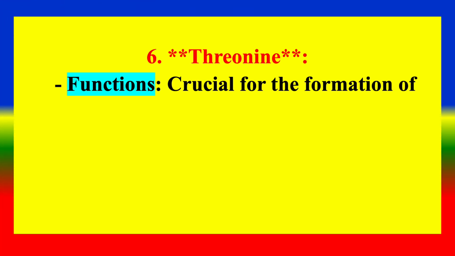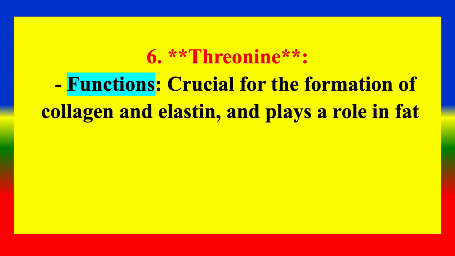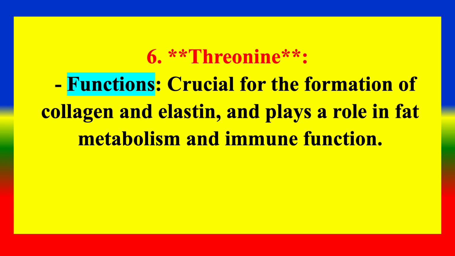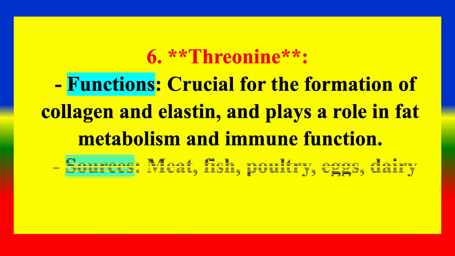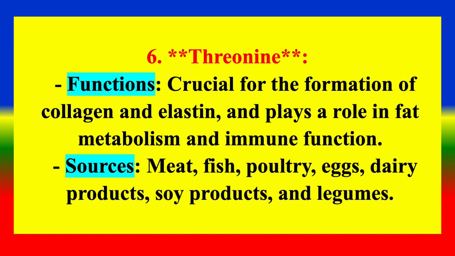6. Threonine. Functions: crucial for the formation of collagen and elastin, and plays a role in fat metabolism and immune functions. Sources: meat, fish, egg, dairy products, soya products, legumes.